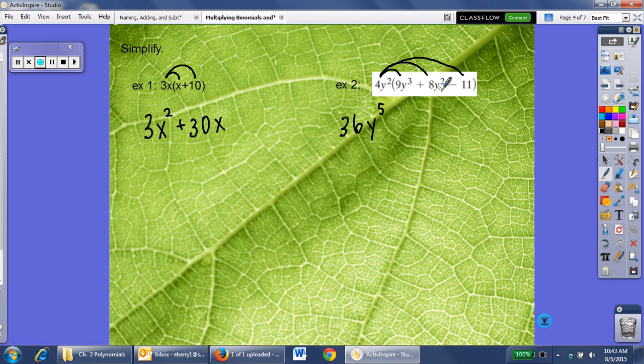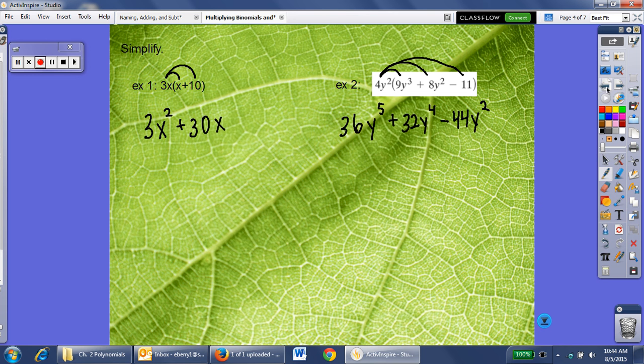4y squared times 8y squared, so we need the plus sign in between. 4 times 8 is 32. y squared times y squared is y to the fourth. And lastly, 4y squared times negative 11, so we need the negative sign. 4 times 11 is 44y squared. Okay, and that's how we multiply by distributing to these terms here.